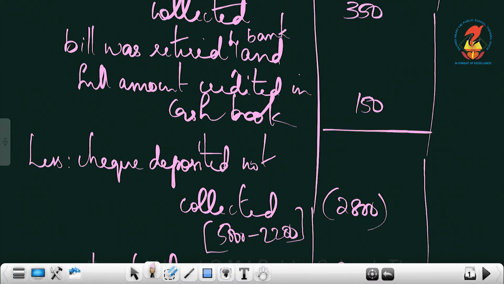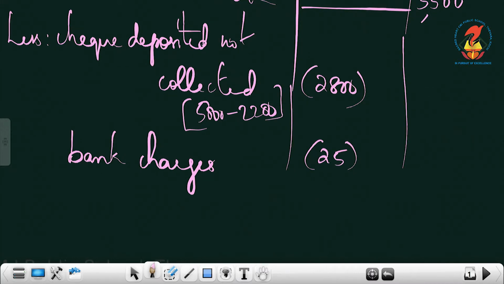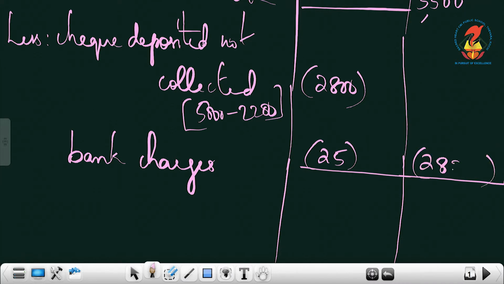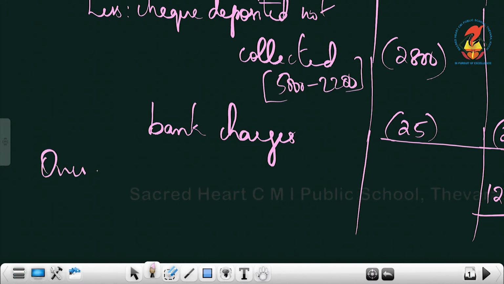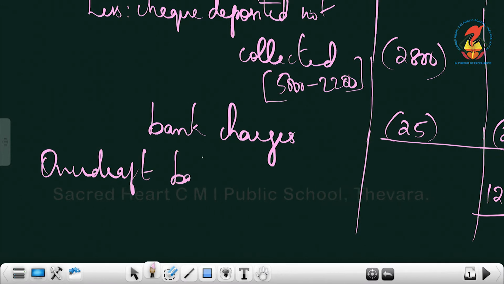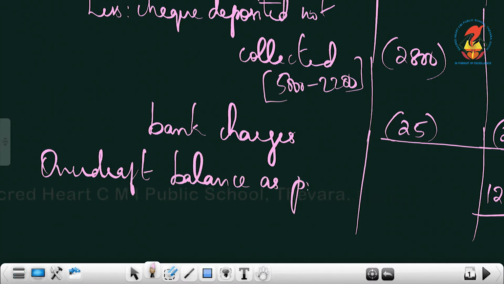So now you can just find the totals. It is 500, the total of added items, and the less item total is 2,825. So the final answer is 12,675, that you can write as overdraft balance as per. Okay, overdraft balance, or you can write like this.